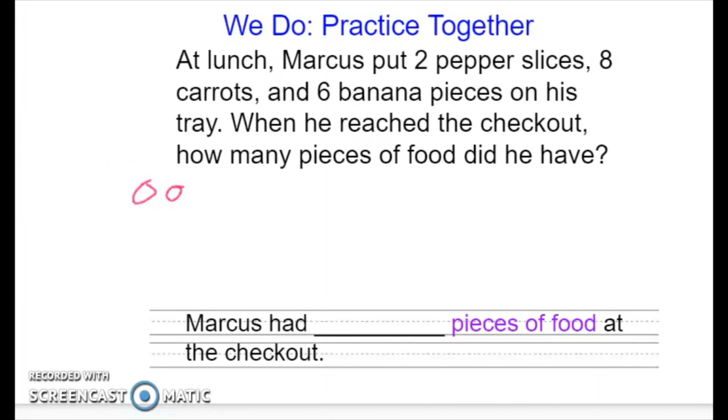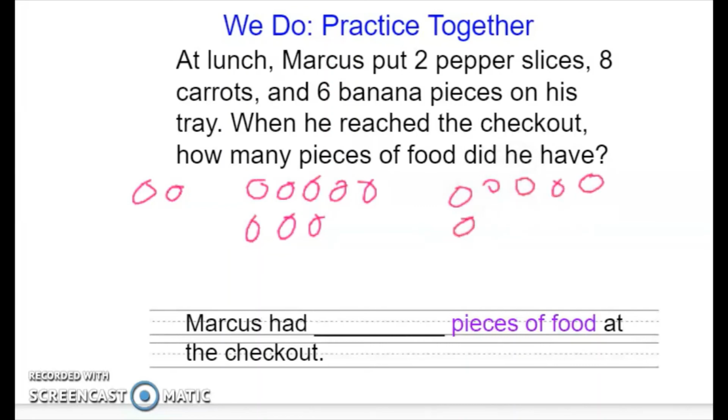8 carrots. I'm going to set up my 8 carrots using 5 groups. Watch me and count with me. 1, 2, 3, 4, 5, 6, 7, 8. And 6 banana pieces on his tray. I'm also going to set this number up using our 5 group. 1, 2, 3, 4, 5, 6.